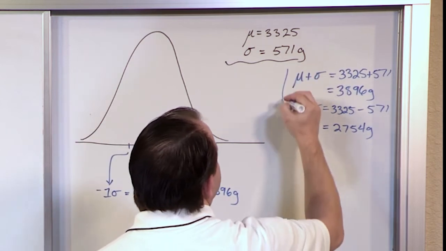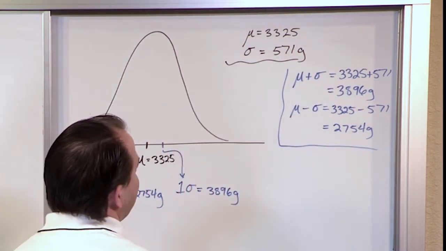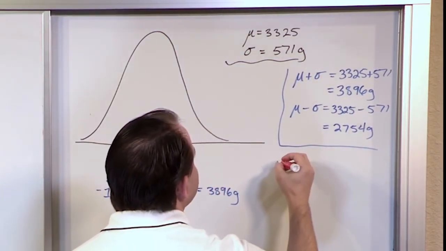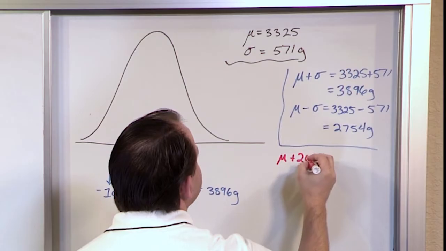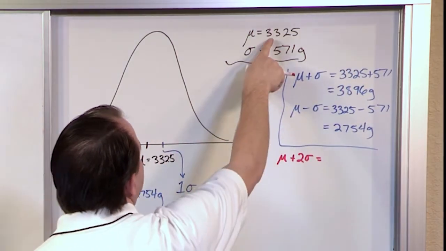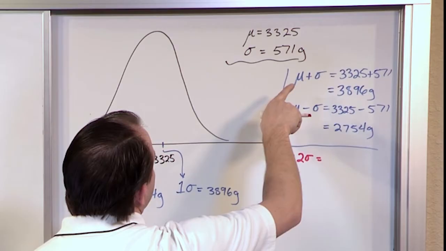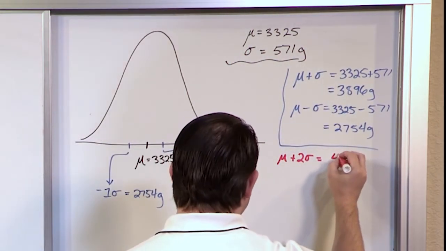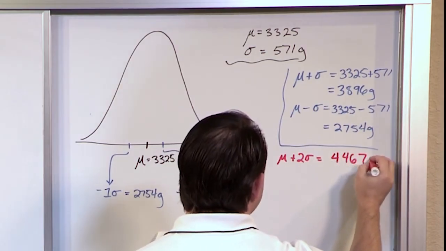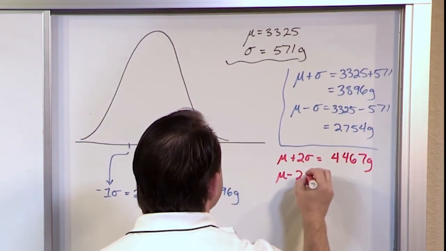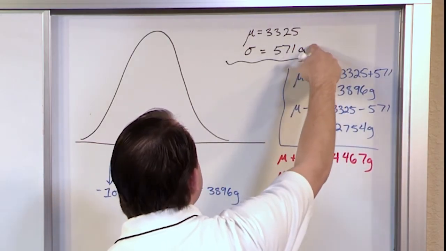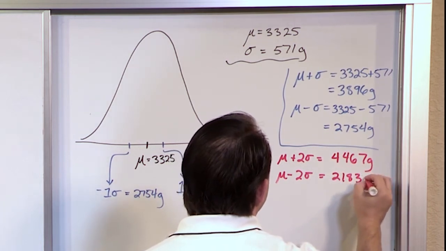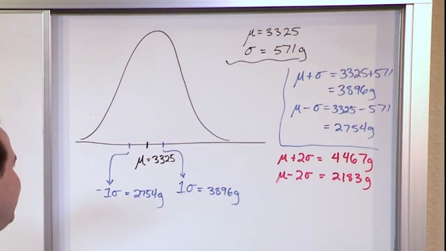So let's go and see if we can do 2 sigma and see what happens. So let me switch colors. And then I'll say, what is the mean plus 2 sigma? So this is 3,325 plus 571 plus another 571. So you're adding 2 times sigma. And when you get that, you get 4467 grams. And if you do the minus side, minus 2 sigma, it's 3,325 minus 571 times 2. And what you get is 2183 grams.